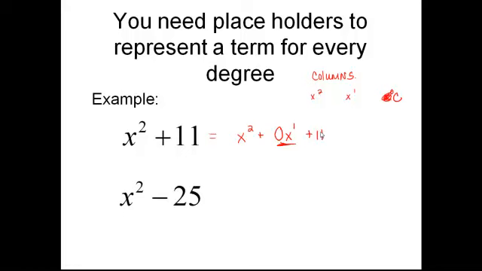Okay, I have another one here. Try this one. Once again we don't have an x term, so we're going to have x to the second plus 0x to the first, and then plus negative 25 if you want. If you had x squared plus x, for example, now you don't have a constant, and you want to have all of those columns represented, so you're going to have once again x squared plus 1x and then plus 0. Okay, so there's how you would represent all those columns.